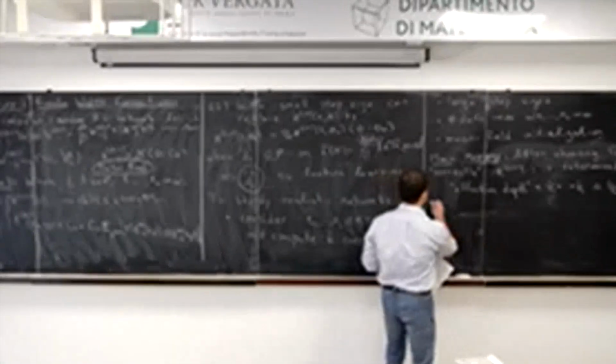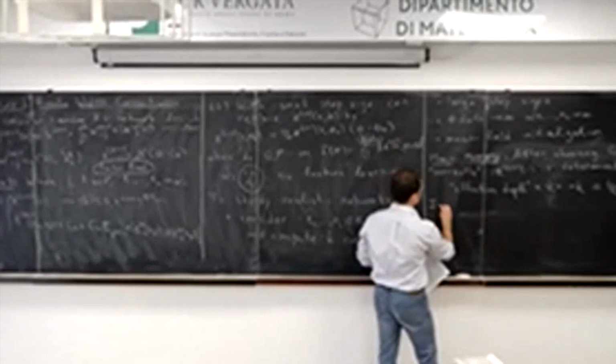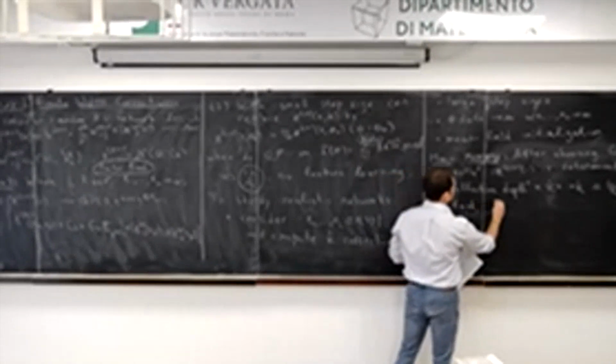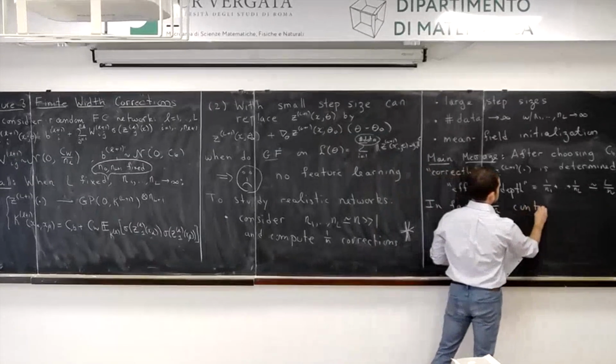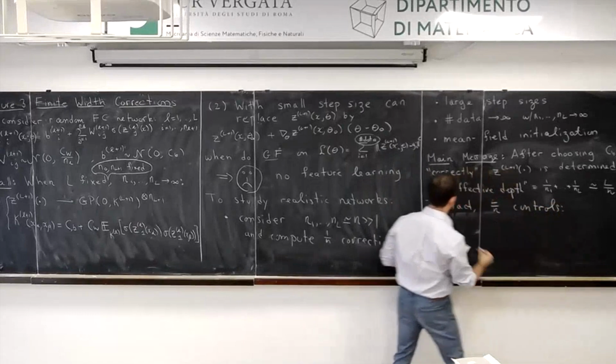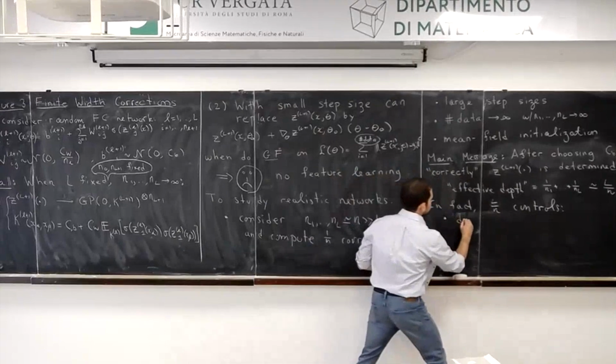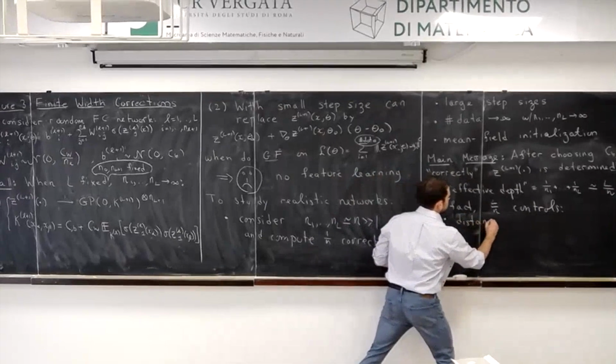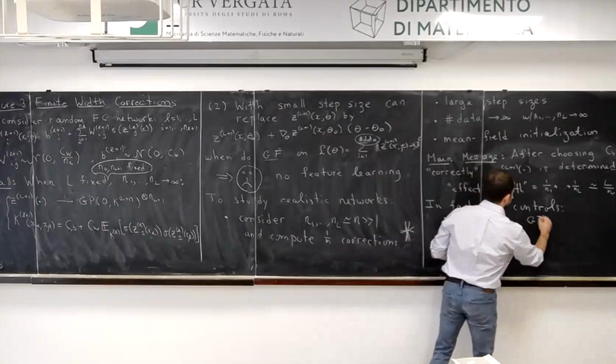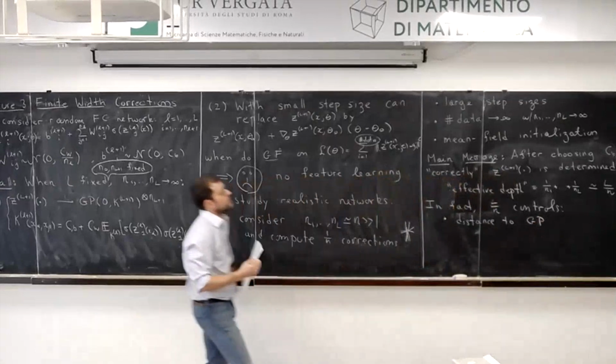So in fact, L over n controls the following things. All the following things are determined essentially by this ratio. So how close are you to the Gaussian process limit? So, distance to a Gaussian process. We were discussing this with Domenico in various senses.